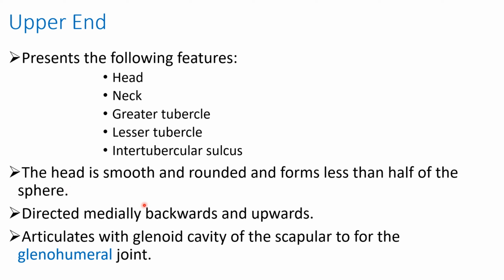Now the head of the humerus bone is smooth and rounded, and it forms less than half of a sphere. It is directed medially, backwards and upwards. Now the head of the humerus articulates with the glenoid cavity of the scapula to form the glenohumeral joint. The glenohumeral joint is what we commonly call the shoulder joint. So the head of the humerus articulates with the glenoid cavity to form the glenohumeral joint.